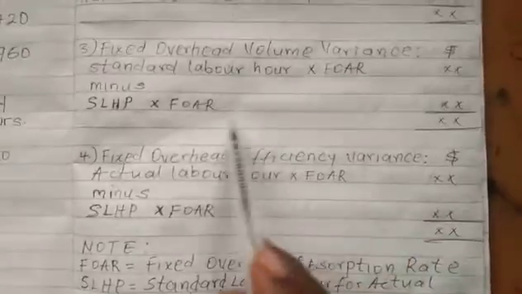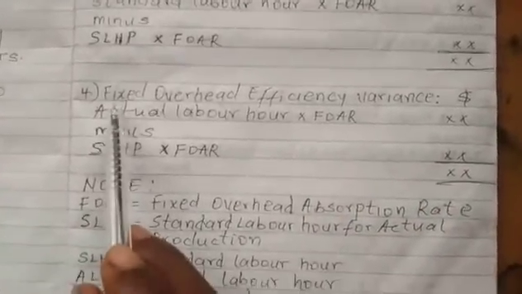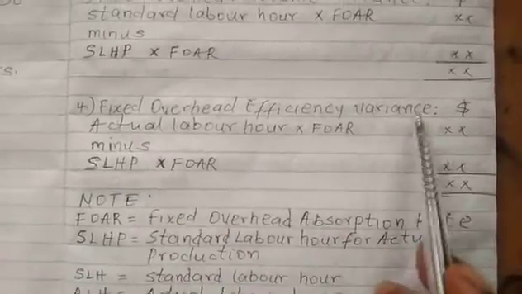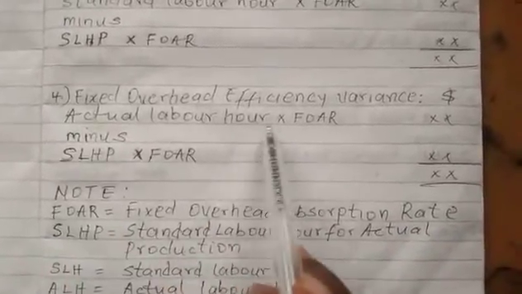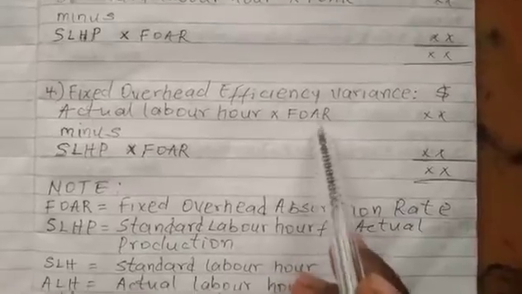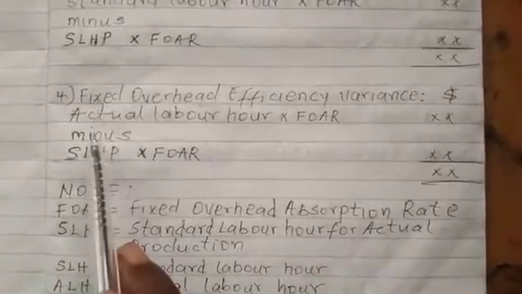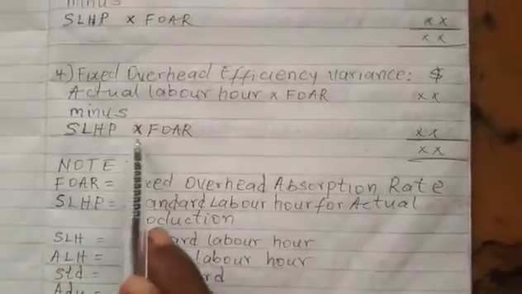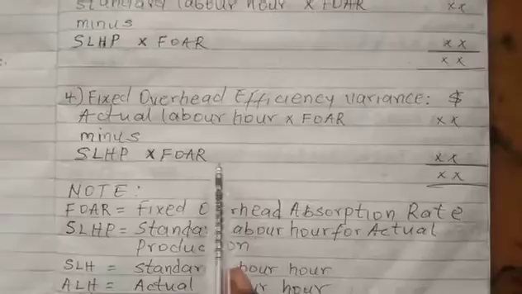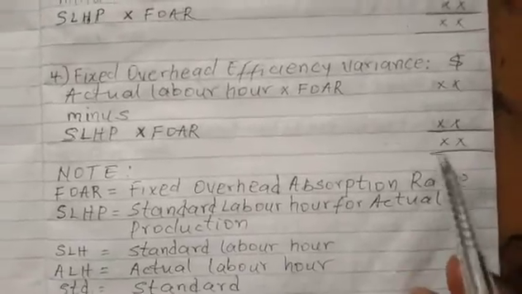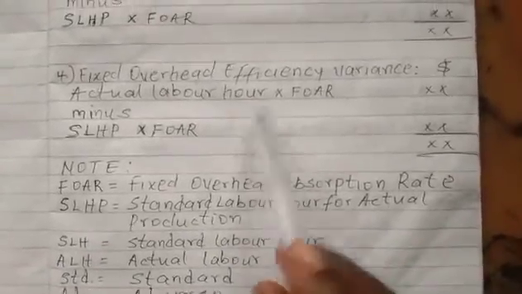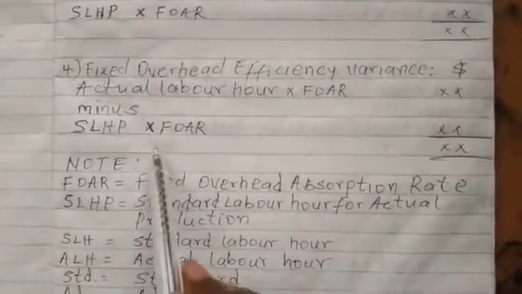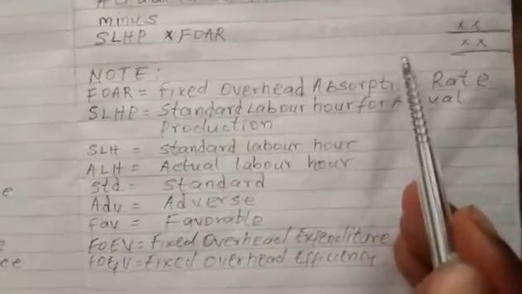4. Fixed overhead efficiency variance. The formula is actual labor hour multiplied by fixed overhead absorption rate, minus standard labor hour for actual production multiplied by fixed overhead absorption rate, adjusted with each other, giving you the fixed overhead efficiency variance.